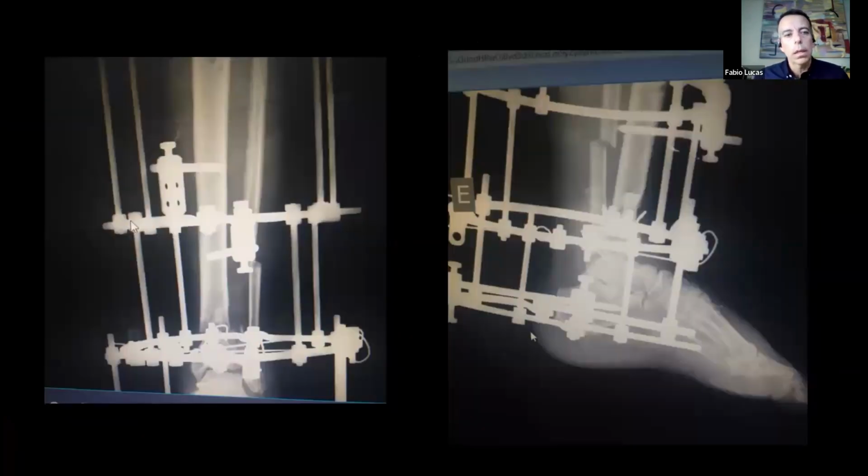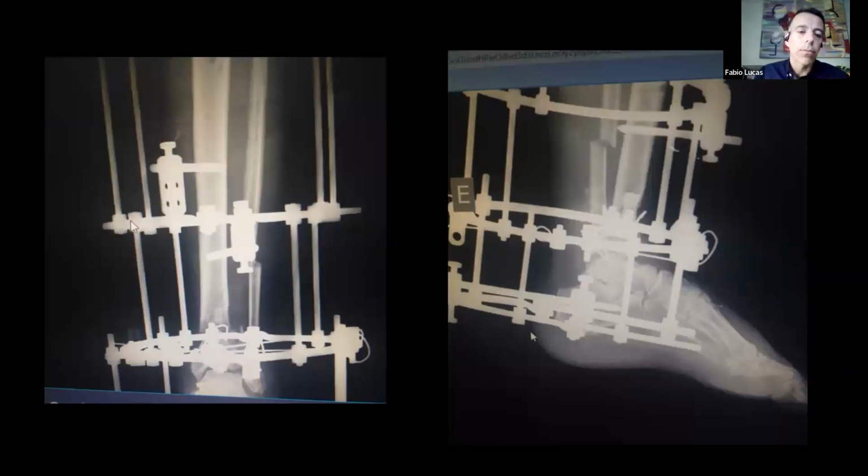So that's the case, the frame that you mounted. We first put the first 2 proximal rings, and then mount the distal ring, distract, reduce the joint, and then fix the rest of the external fixator.